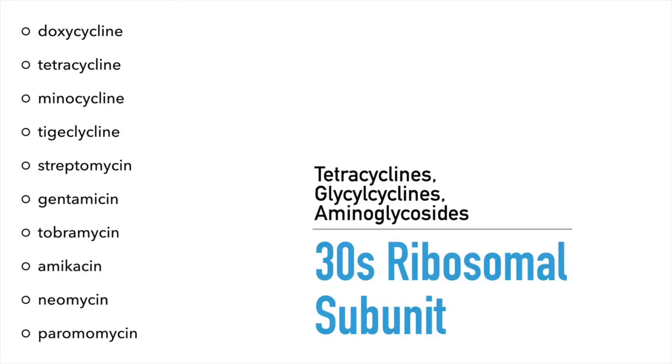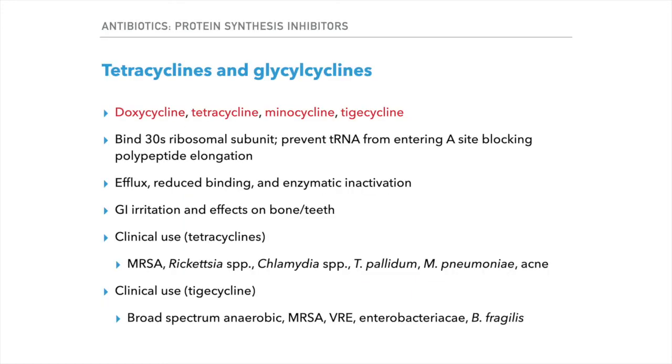So let's now jump to the next large grouping of protein synthesis inhibitors, and these are the ones that target the 30S ribosomal subunit. These include the drug classes of tetracyclines, glycylcyclines, and aminoglycosides. And again, just like in the prior division slide, I've listed out all the drugs for you over here at left. So let's get started with a discussion on tetracyclines and glycylcyclines.